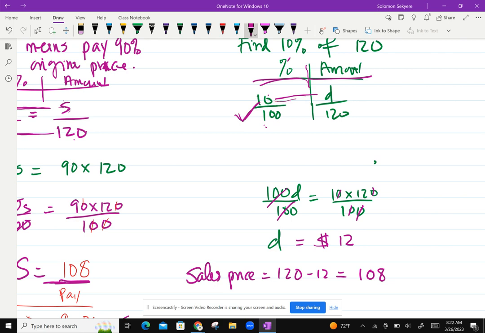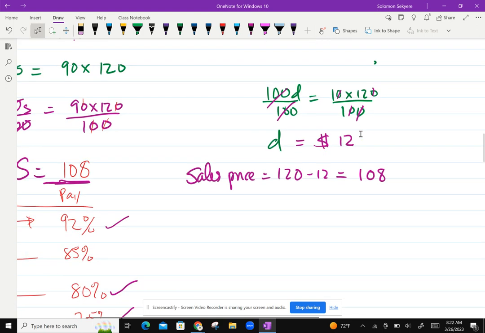What is that 10%? What does that represent? I use variable D to represent discount. Original price is 120. I find my discount. This 12 here that I find, this is my discount. So I need to subtract it from the original price, and I get 108.